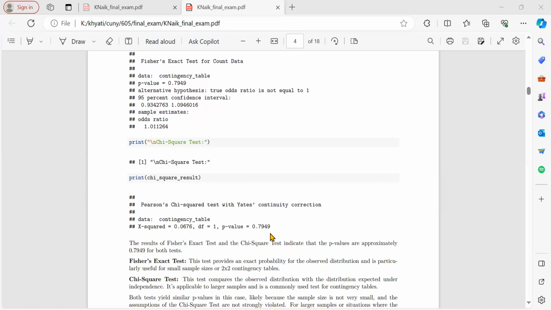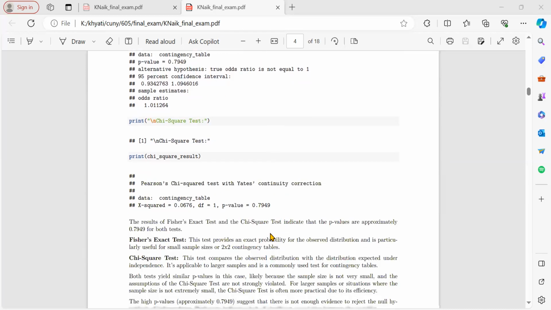The high p-value indicates that there is not enough evidence to reject the null hypothesis of independence between x and y. This aligns with the lack of significant association observed in the joint and marginal probabilities.